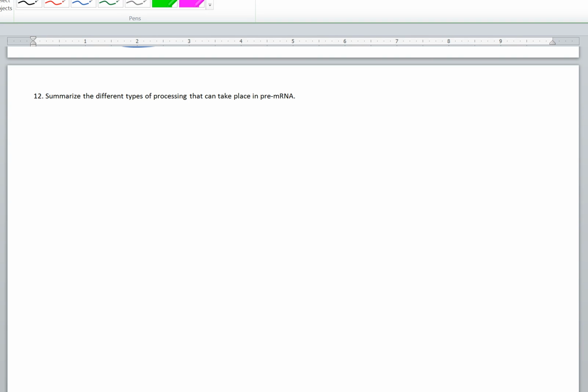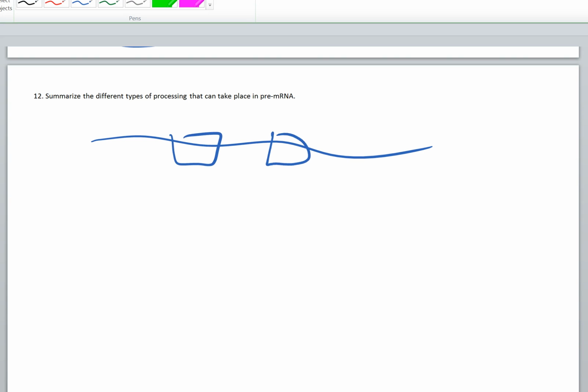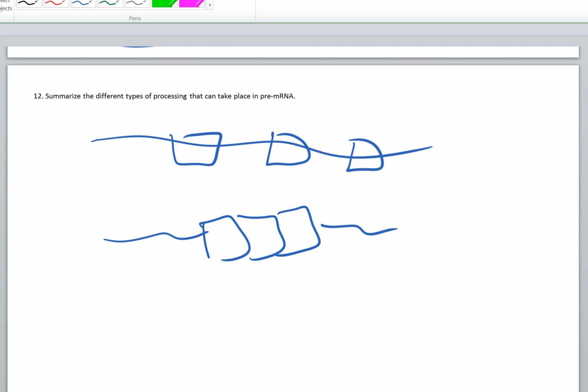Summarize the different types of processing. We've already done that. Do it quickly. Splicing, poly A tail, 5' cap.